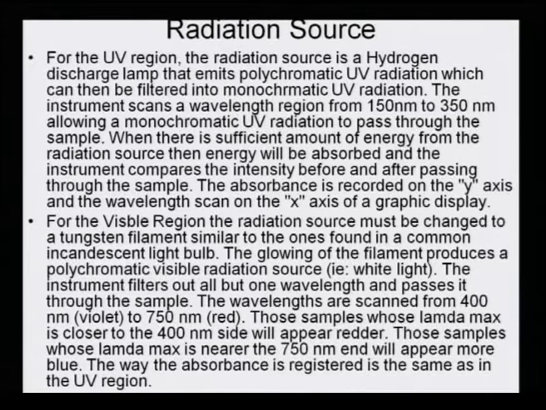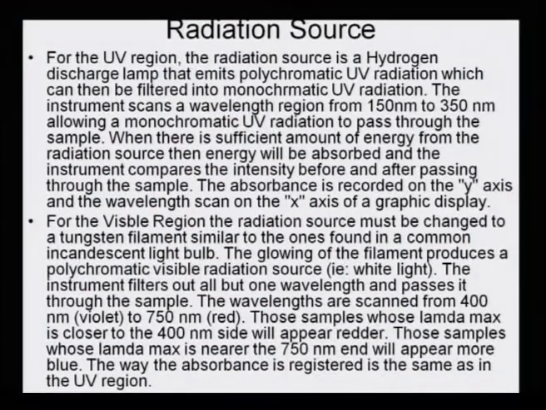The instrument filters out all but one wavelength and passes it through the sample. The wavelengths are scanned from 400 nanometers, which is the violet region, to 750 nanometers, which is the red region. That means, in VIBGYOR, the violet and the red regions are demarcated by 400 nanometers and 750 nanometers respectively.